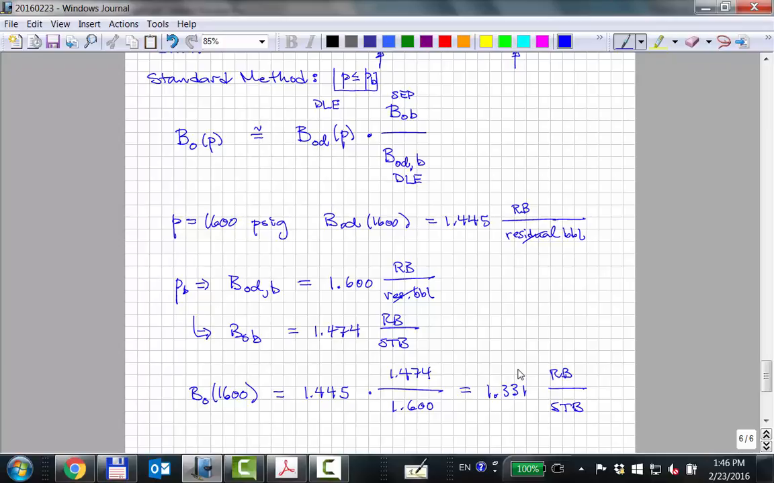for oil that has an RSB less than about 1,500 cubic feet per barrel. I'm going to put 1,000.